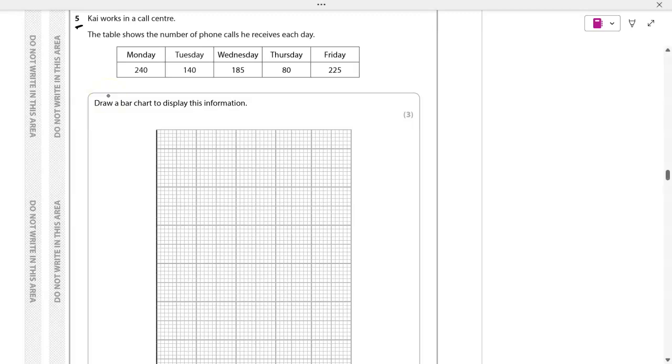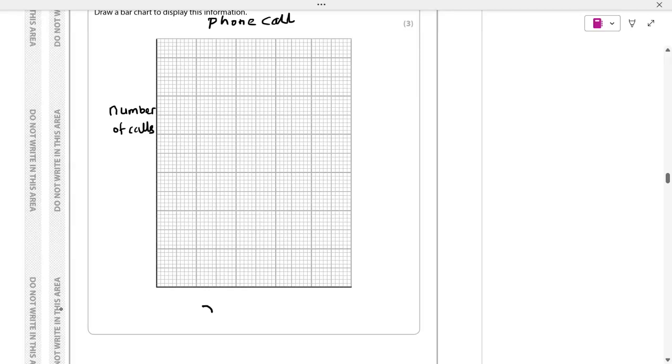Question 5. Kai works in a call center. The table shows the number of phone calls he receives each day. I will put the labels first. The title will be phone calls, and by the side here that will be number of calls. Horizontally that will be days.